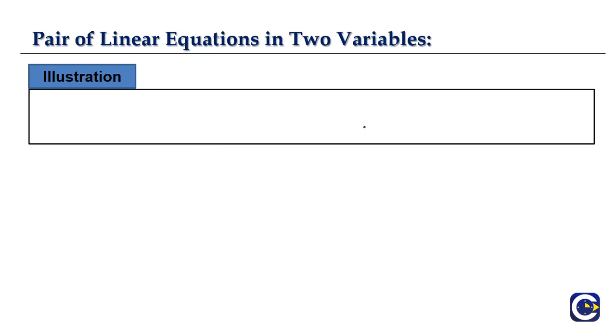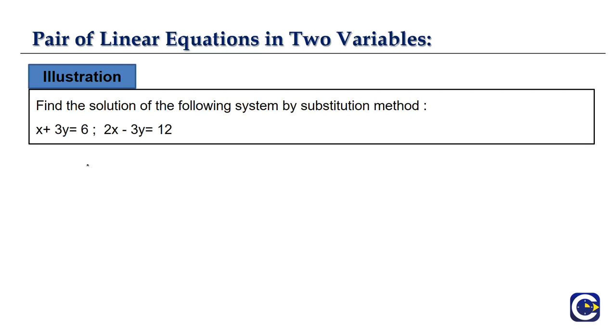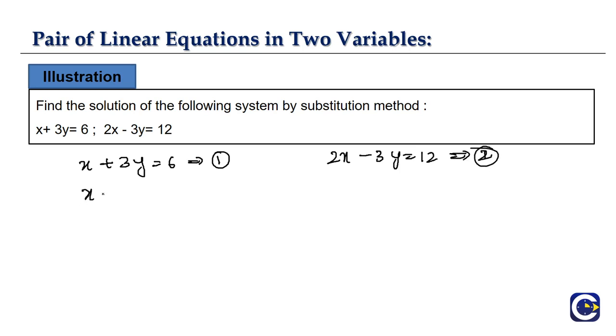Let's solve one more question based on the substitution method. Here the equations are x + 3y = 6, let it be equation 1, and 2x - 3y = 12, let it be equation 2. Now I am converting equation 1 such that x = 6 - 3y. Let this be equation 3. Now substitute equation 3 in place of x in equation 2. So 2(6 - 3y) = 12.